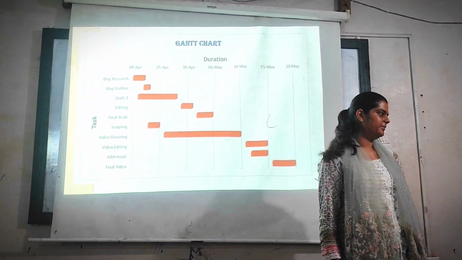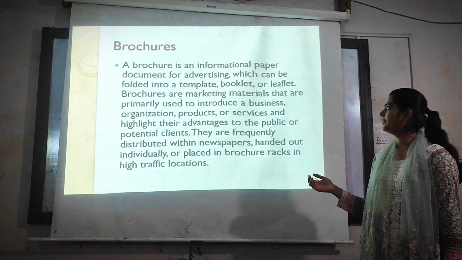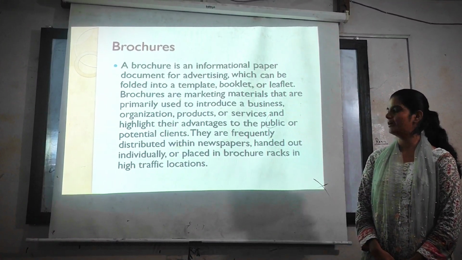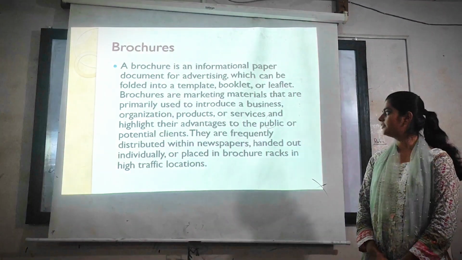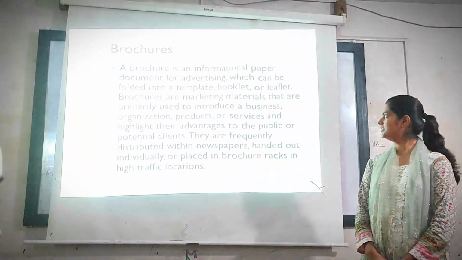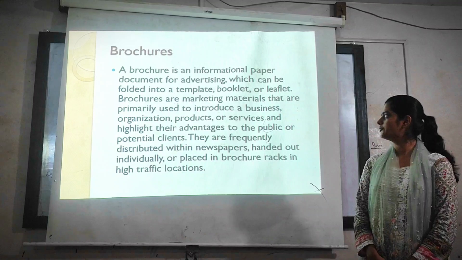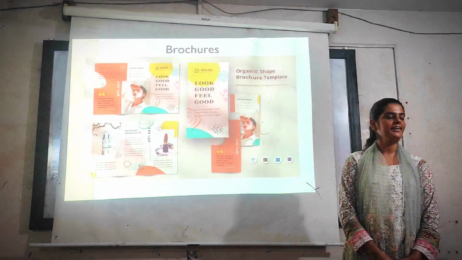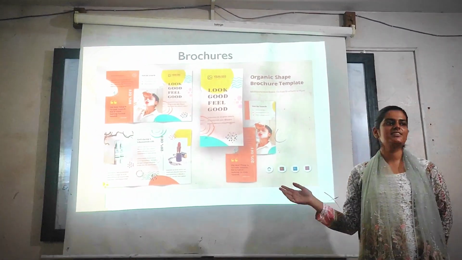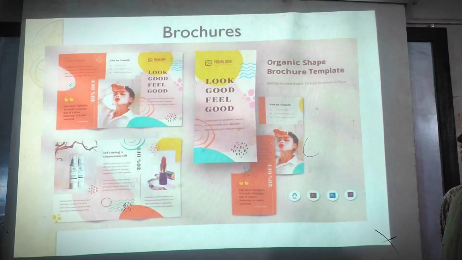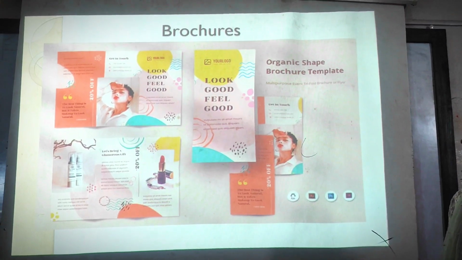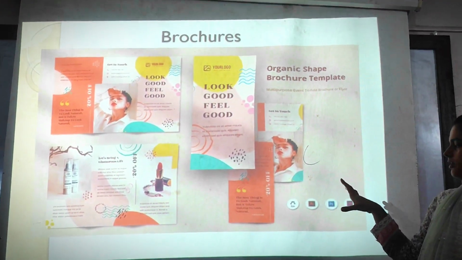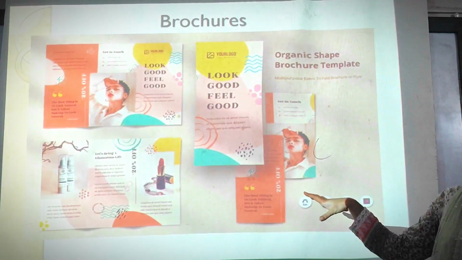Next is brochure. A brochure is an informational paper document for advertising which can be folded into a template, booklet or a leaflet. Brochures are marketing materials that are primarily used to introduce a business, organization, products or services and highlight the advantages. Here is an example of a brochure. Here we can see that it's a trifold brochure. It is an advertisement of a discount which is given to the customer.